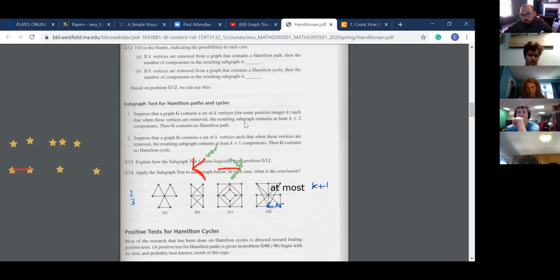Which one are we looking at? Oh, just one. Nice. This one. So scroll down, the graph contains a set.